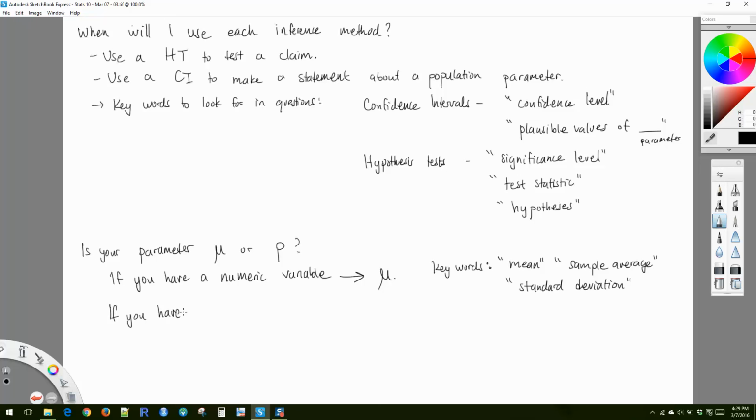If you have a categorical variable, you'll be dealing with proportion. So keywords will be counts. I mean, it won't say count, but it'll say this many people had this trait. Counts, or this many people had this trait. That's a good indicator of a categorical variable.